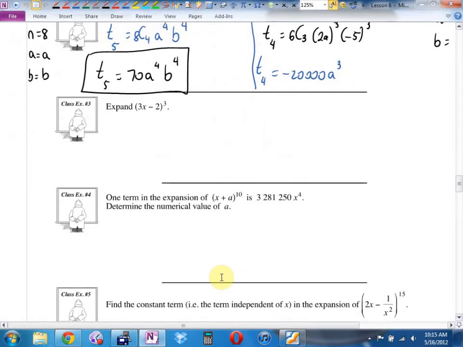Example 3. I like example 3. Example 3 says expand that. I'm going to say, hey, try this one on your own. I'll do it up here. Use the binomial expansion theorem. By the way, what's my exponent? How many terms will there be? 4. Built-in error check. Try expanding it using the pattern, carefully substituting, and I'll do the same thing up here. Let's see if we end up with the same place.